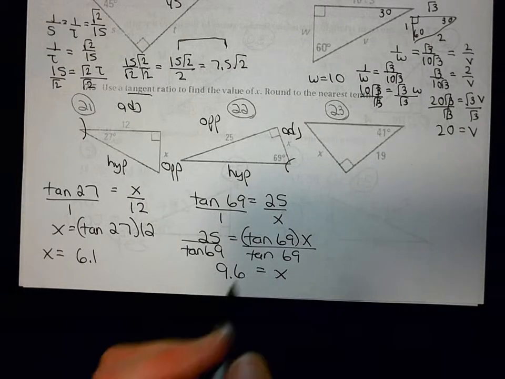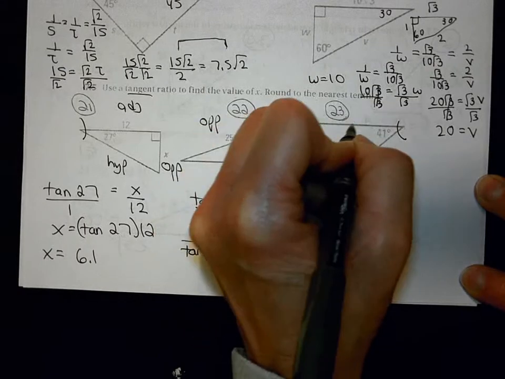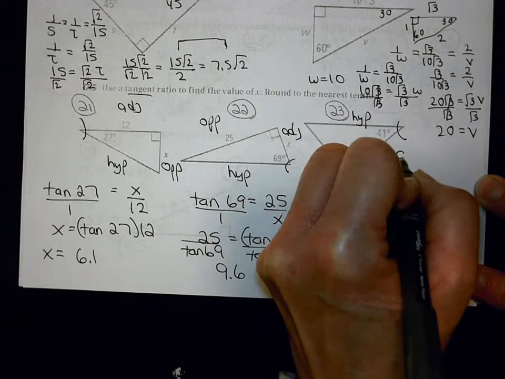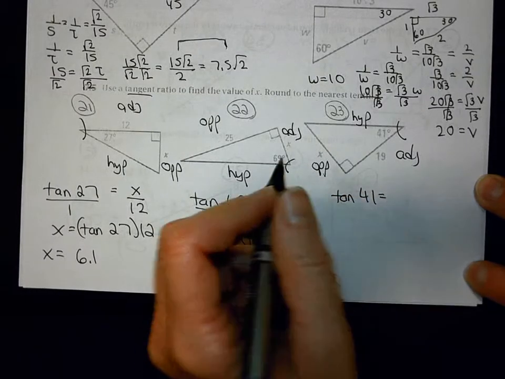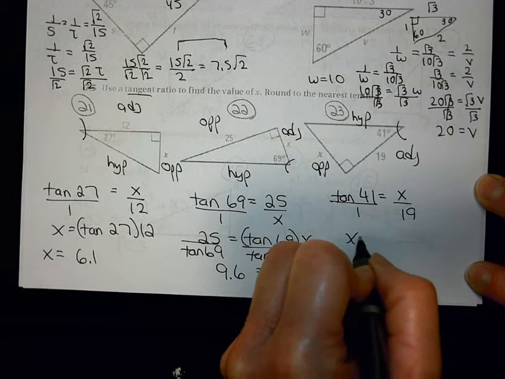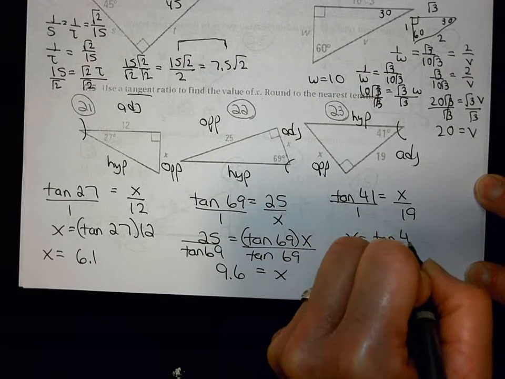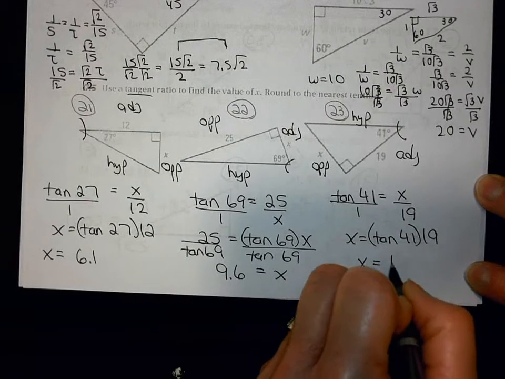Last one, we're standing here. So opposite, hypotenuse, adjacent. So tan of 41 is going to be x over 19. We cross multiply, x is going to be tan of 41 times 19. So x is going to be 16.5.